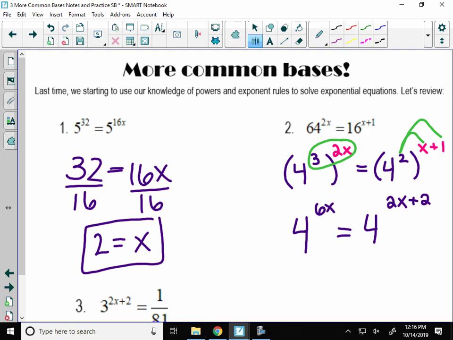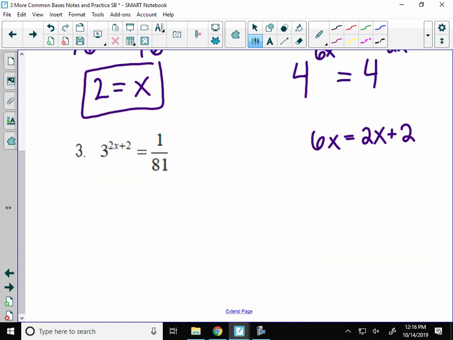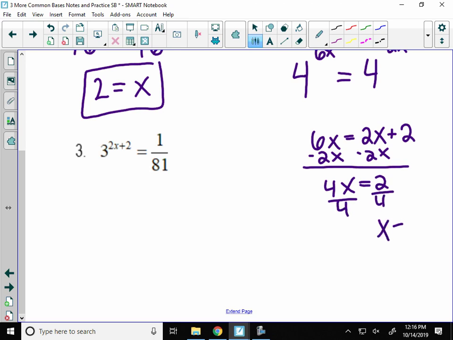Then I have a common base, and I set my exponents equal. So I'll have 6x equals 2x plus 2. I move the 2x over, I get 4x equals 2, and what's your final answer when you divide? 1/2. Good? Not too hard? All right, these are just the warm-up ones, so that's good.